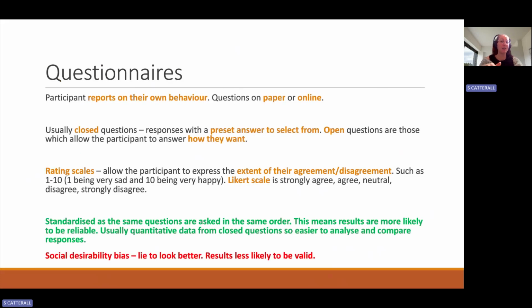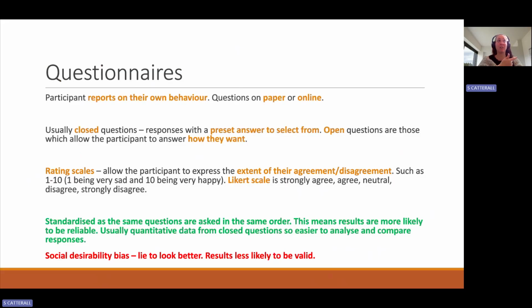But a disadvantage massively is that you've got social desirability bias. People lie to look better, so to look good. They don't want to admit when they've done something that's not very nice. So, say it was on parents and smacking their children, they would lie and say that they don't do it, because why would you admit that? And therefore results are less likely to be valid.